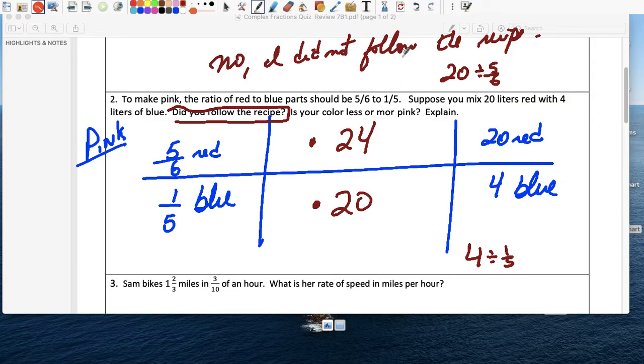So it's different. Now, what did I use more? I used more blue, usé más azul. So is the color going to be less or more pink? I used more red, usé más rojo. So that to me means that the color is going to be a darker pink, pink más oscuro. So is the color less or more pink? That should be a more, by the way. Definitely more pink because I used more of the red. Okay.